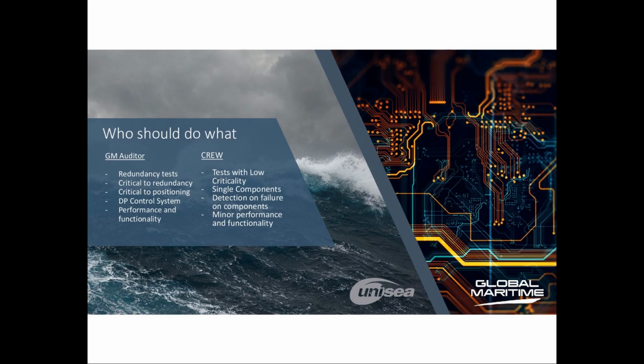Also part of the process was to decide who should do what with regards to the testing, and this has a very close link to IMCA M190 and more specifically section 4.9. What we ended up with was that the GM auditor would do redundancy tests that were critical to redundancy, critical to positioning, the DP control system tests, and performance and functionality. While the crew on board would do the tests with low criticality, single component testing, detection of failure on components, and minor performance and functionality. You will get a more in-depth presentation of how exactly this is distributed and done in the video later.